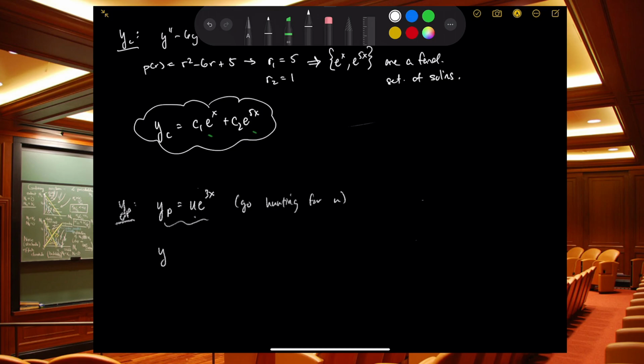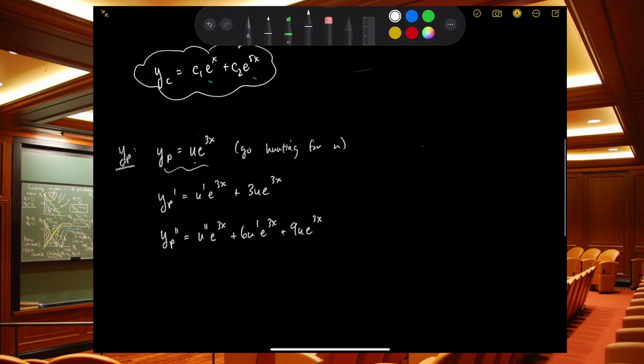Writing it like this reminds us of what we're up to. So then that tells us that yp prime must be u prime e to the 3x plus 3u e to the 3x. And then second derivative, I'm just going to do this in one shot, and you can pause and verify it yourself, but it should be u double prime e to the 3x plus 6u prime e to the 3x plus 9u e to the 3x. All right, so now I've got all my pieces, y prime and y double prime.